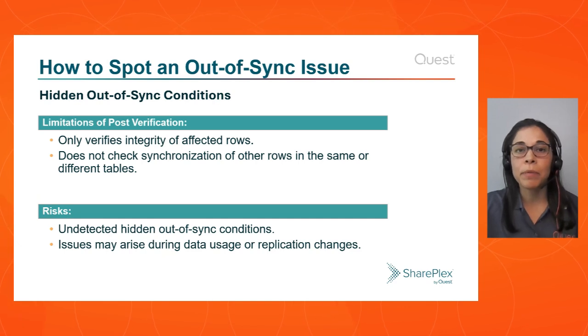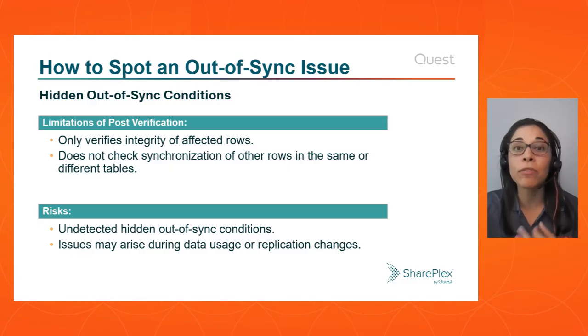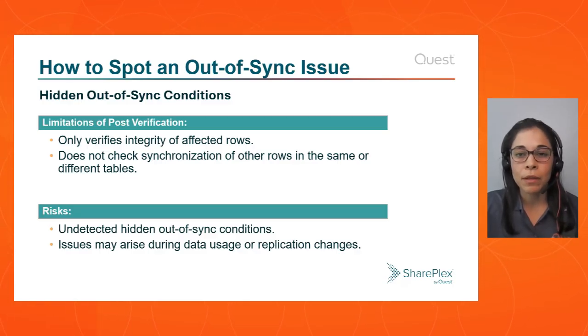An important point to remember, as we have been reviewing during the presentation, is that SharePlex only verifies the rows affected by the current SQL operation that is posted. So it may not detect issues in other rows or other tables. This is where we could have hidden autosync conditions on the target database, because they won't be identified until a change triggers them. Using the compare command helps you reveal these discrepancies by scanning for inconsistencies across the tables.